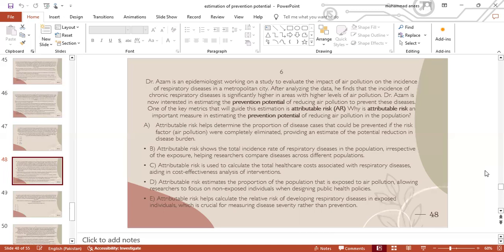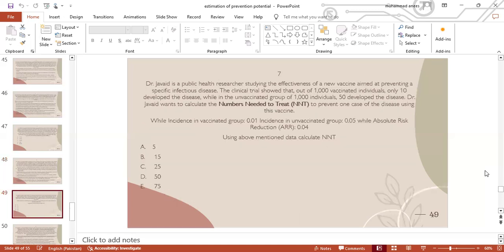D, attributable risk estimates the proportion of the population that is exposed to air pollution, allowing researchers to focus on non-exposed individuals when designing public health policies. E, attributable risk helps calculate the relative risk of developing respiratory diseases in exposed individuals, which is crucial for measuring disease severity rather than prevention. Correct answer is A.